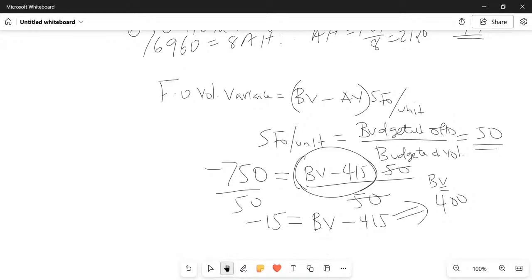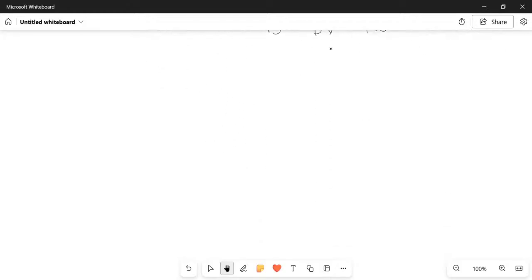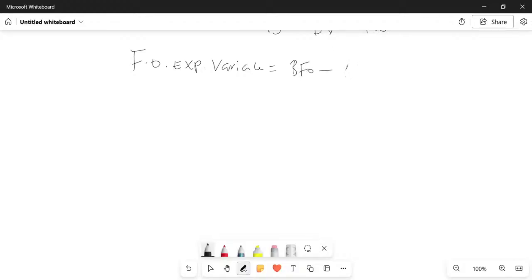Now let's go to the other fixed overhead variance, which is known as fixed overhead expenditure variance. Expenditure, isn't it? So fixed overhead expenditure variance will be equal to who? Who remembers this before leaving? Budgeted fixed overheads minus actual fixed overheads, yes.